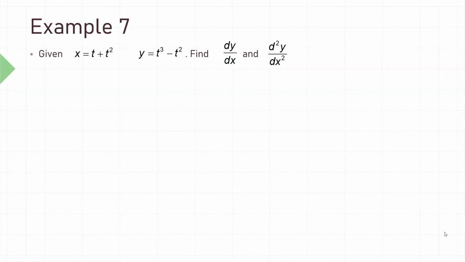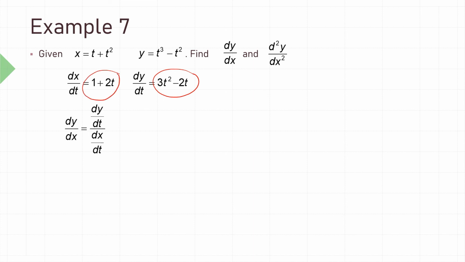Okay, let's now move to example 7. Suppose we have these parametric equations and we are asked to find dy over dx and also the second derivative. So to find dy over dx, we have to find dx over dt and also dy over dt in the first place. Therefore, we find dx over dt as this, and we differentiate y, we obtain this one. Right, so now we can substitute inside the formula for dy over dx, where dy over dt is this one and dx over dt is this one. So we have this formula.